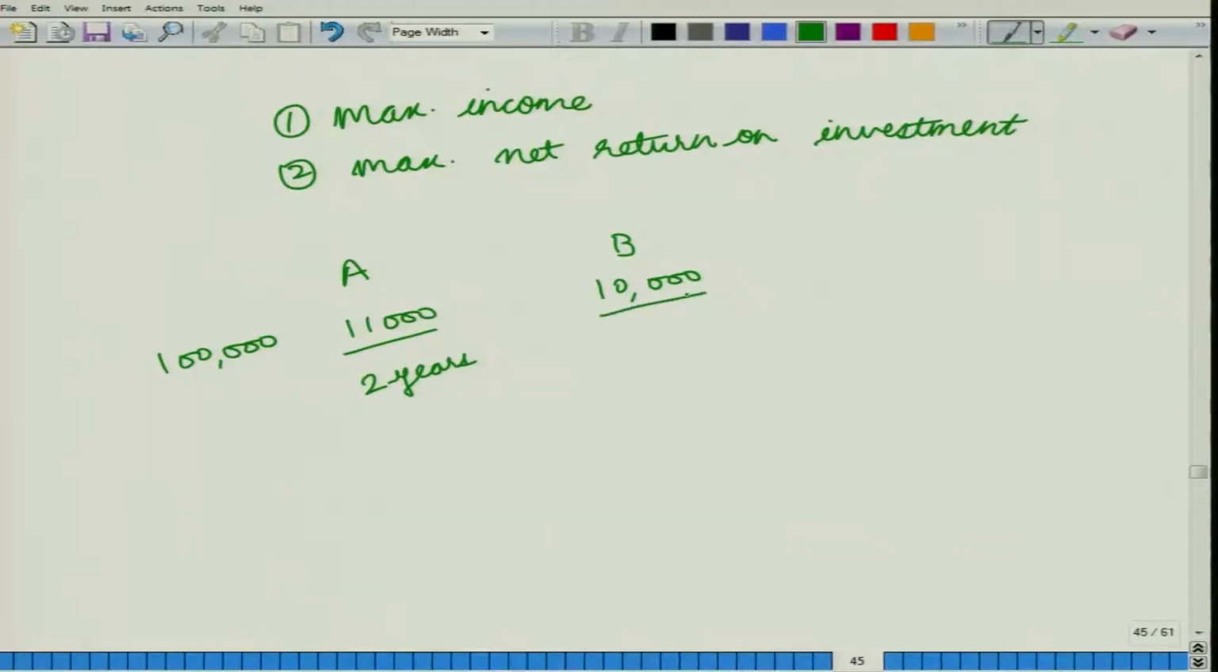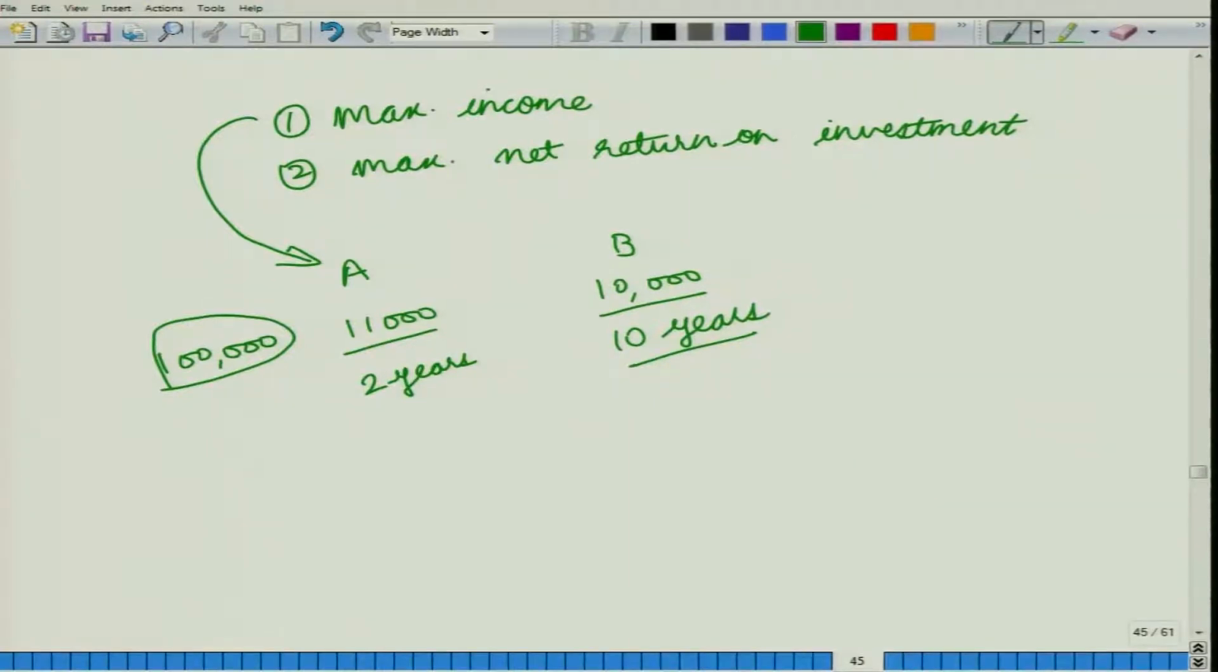At the end of 2 years, all of your principal sum has extinguished. In the case of plan B, you will be getting it for 10 years, and at the end of 10 years, your net investment has vanished. Now, if we look at maximum income, income would tell us that at every time t, say every month, in plan A we are getting an income of 11,000 rupees, whereas in plan B we are getting only 10,000 rupees.